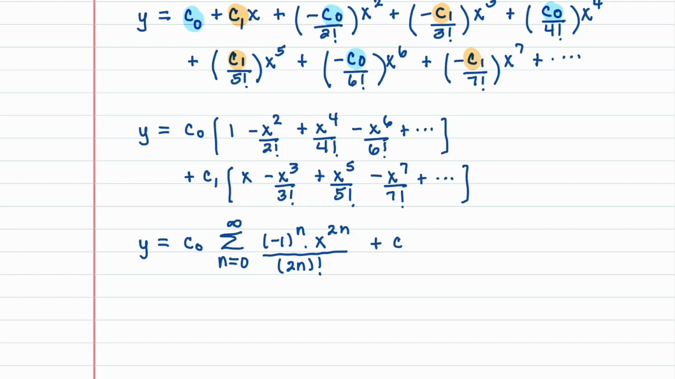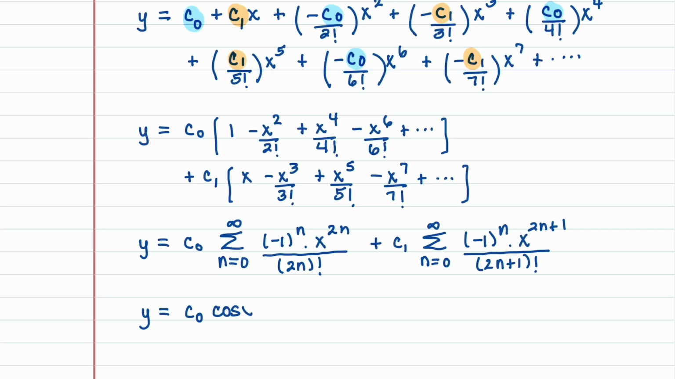And then our second one is going to be C1 times the sum, n goes from 0 to infinity. Again, we're going to have alternating signs, so we have minus 1 to the n. Now we have odd powers of x, so we're going to write this as x to the 2n plus 1, and we're going to divide this by 2n plus 1 factorial. These two series may look familiar to you. The first series is cosine x, and then the second series is sine x. So we can also write our solution as y is equal to C0 cosine x plus C1 times sine of x.